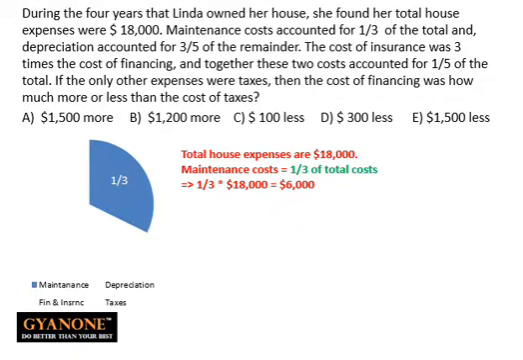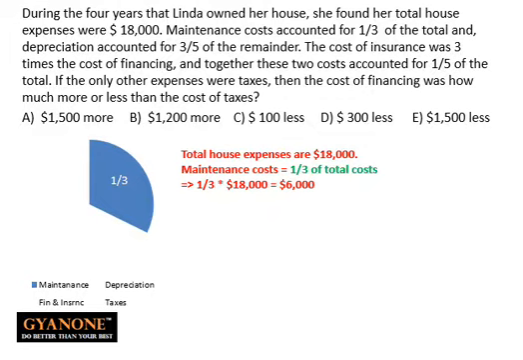To begin with, let us start from the beginning and calculate the maintenance costs first. The question says that the maintenance costs are one third of the total costs, which is one third of $18,000. This comes out to be $6,000.